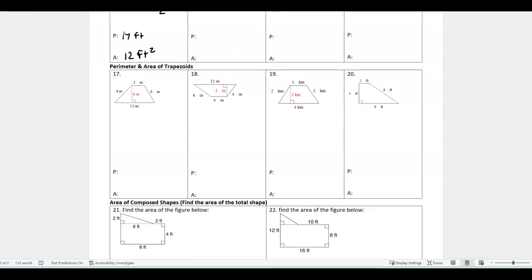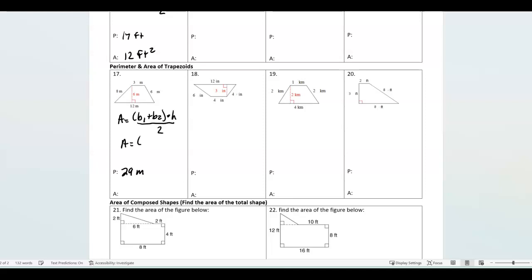Trapezoids, you're going to add the 4 sides for the perimeter. So 6 plus 12 plus 8 plus 3. You're not going to add 6 because that's on the inside. The perimeter is 29 meters. And now the area formula is a little confusing. It's base 1 plus base 2, because you have 2 things connected to the right angle there, times your height, divided by 2.